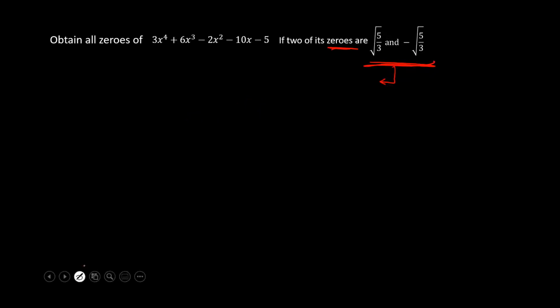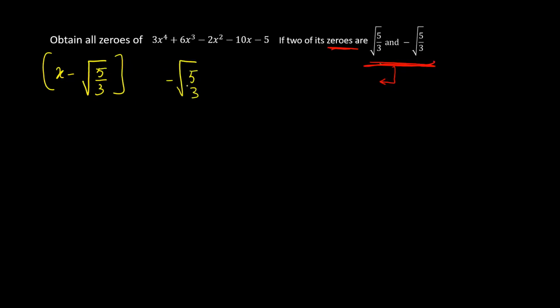So now if we write both of them in those forms, we'll write under root 5 by 3 as x minus under root 5 by 3, and we'll write minus under root 5 by 3 as x plus under root 5 by 3. So the sign changes. Now if we want to find the other two zeros, what we do is we multiply these two and we'll get one quadratic expression.